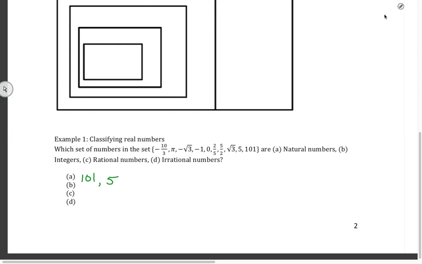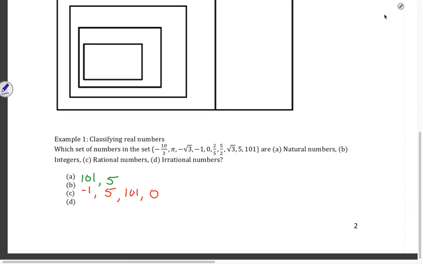What about my integers? Let's go with Justin. Justin, can you give me some integers here? There are 4 of them. Can you figure out all 4? -1, 5, 101, and 0. Perfect.